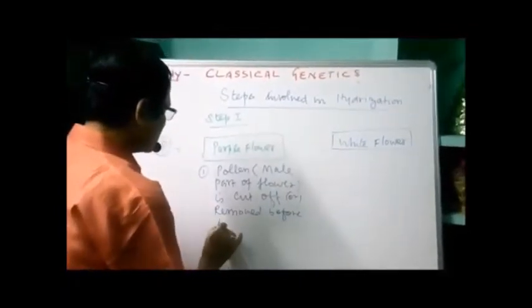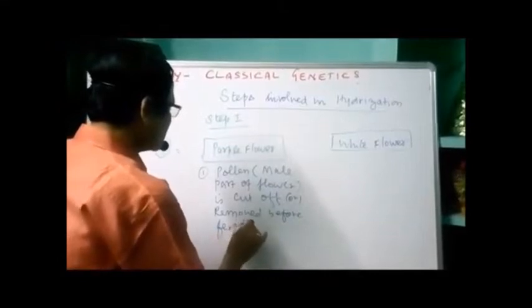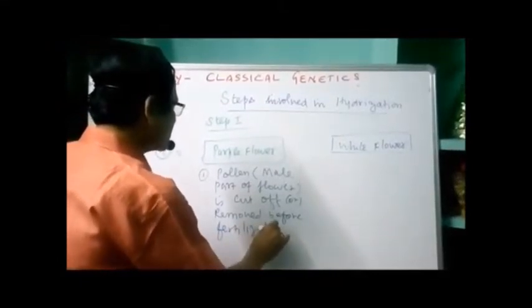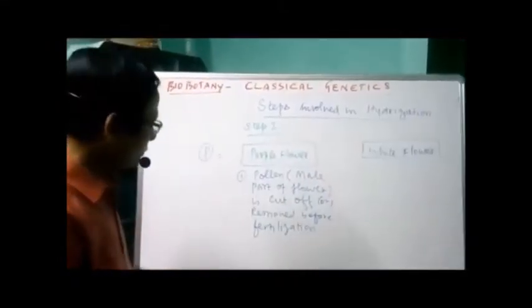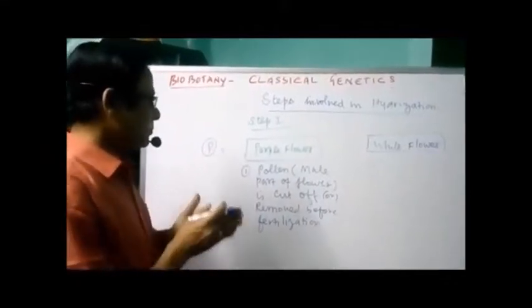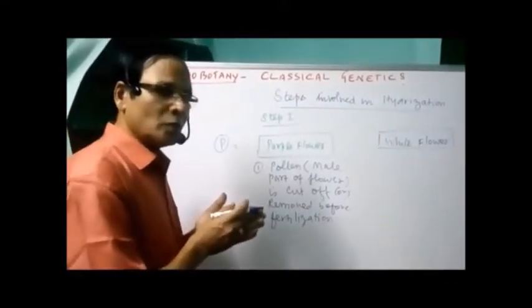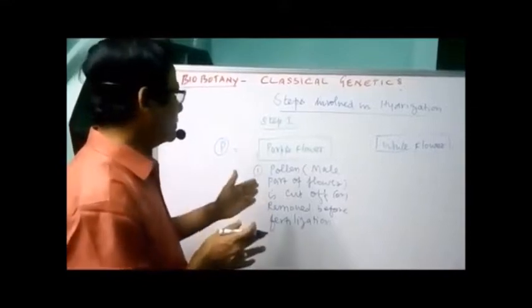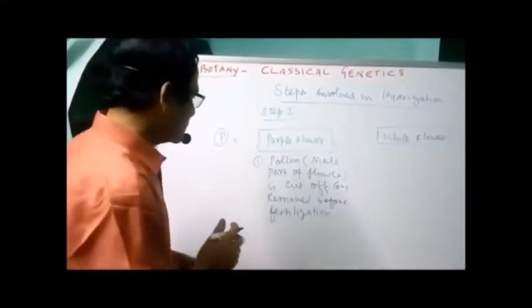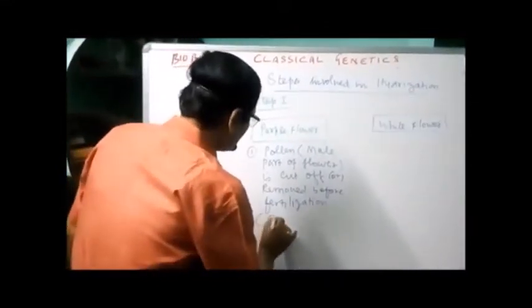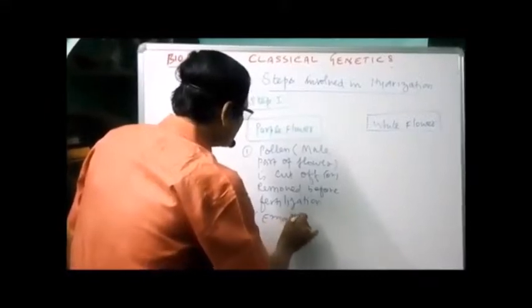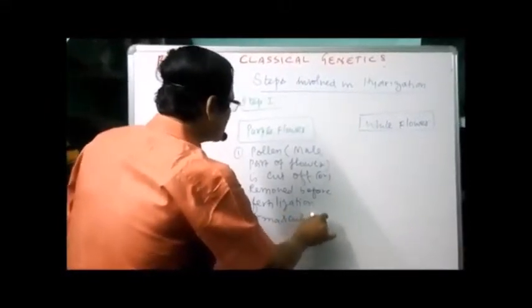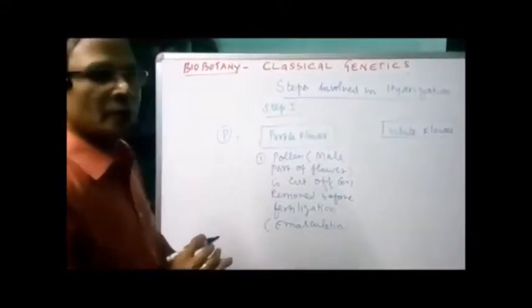Before fertilization, that is self-fertilization. Because it's a bisexual flower, there is a chance of self-fertilization. Before self-fertilization occurred, Mendel removed the anther from the purple flower. This process is called emasculation. Now this is the flower without anther.